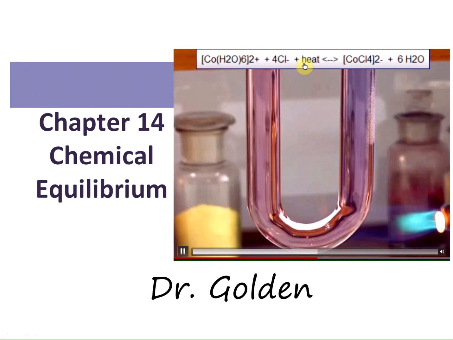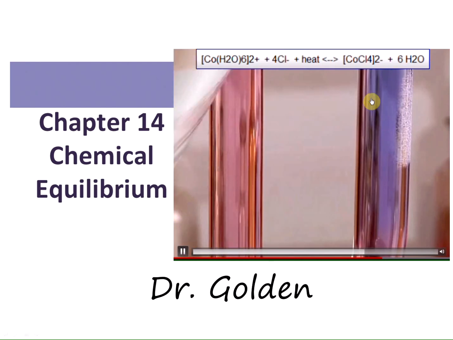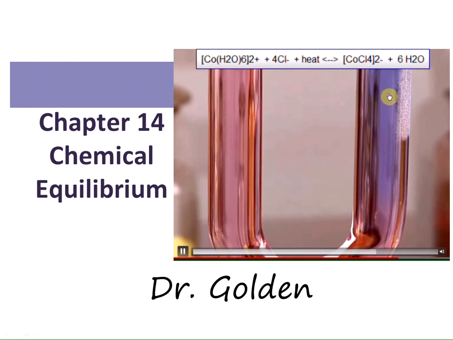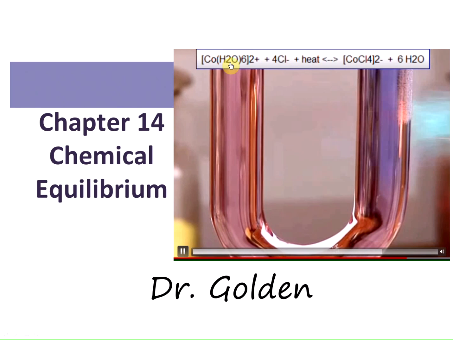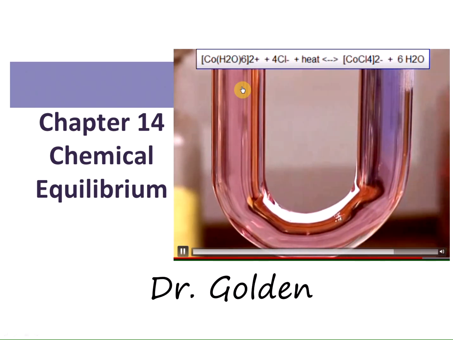Now if they heat the system, it's going to shift the equilibrium to the right, and it's going to form some cobalt tetrachloride species. So this cobalt tetrachloride species is a tetrahedral complex, and it has a blue color to it. Now in this situation where we've got the blue color, you have the cobalt tetrachloride, that's the predominant species in here, but there's also some of the pink cobalt hexaquo species.